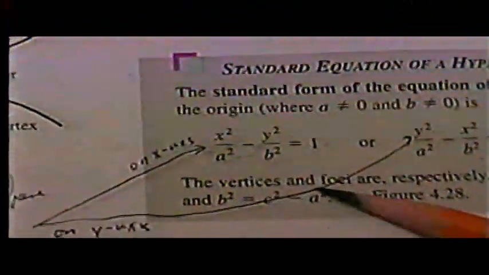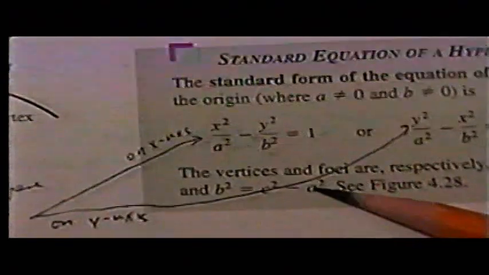This is the relationship between A, B, and C. If you're dealing with the hyperbola, the formula is B squared equals C squared minus A squared. This is the formula that you use to find C if you know A and B, or to find B if you know C and A, or to find A if you know B and C.